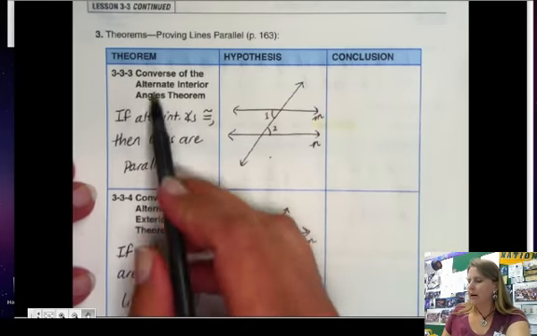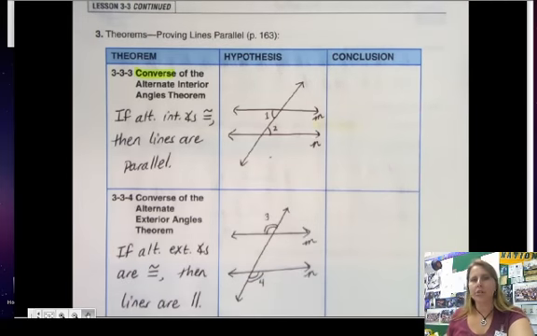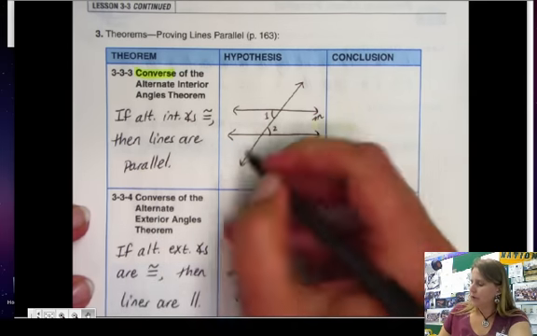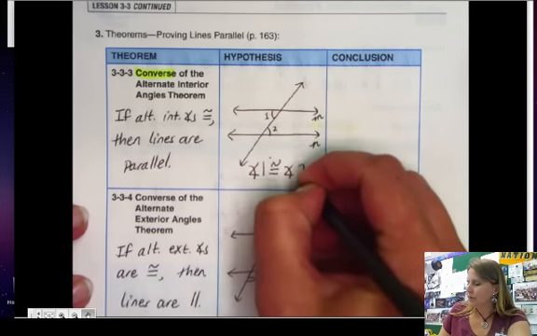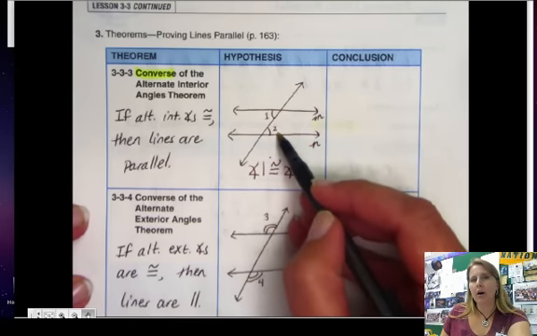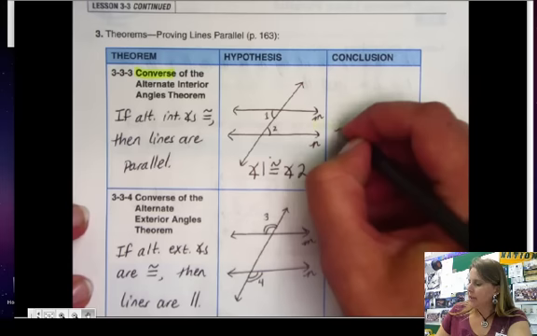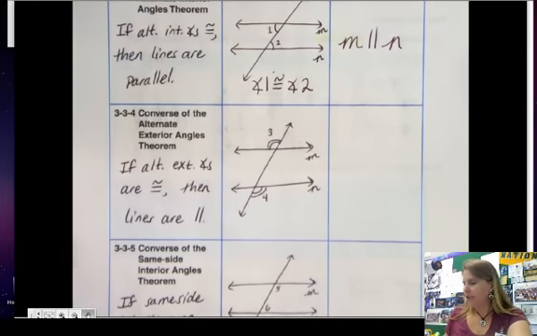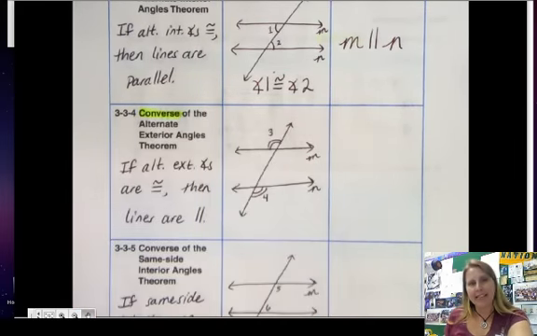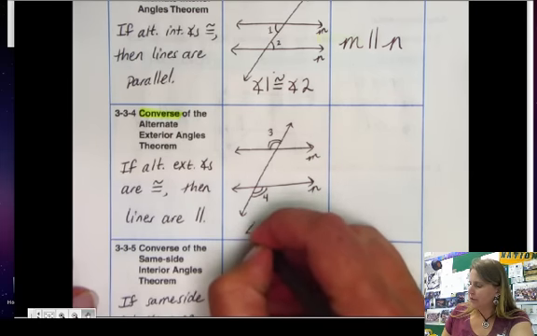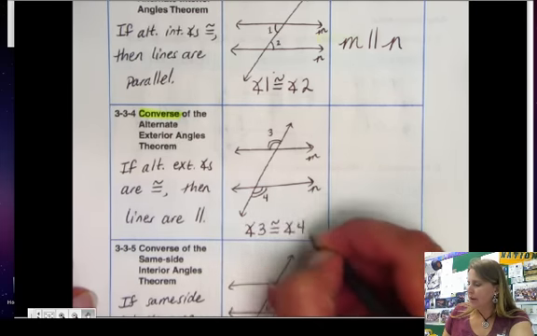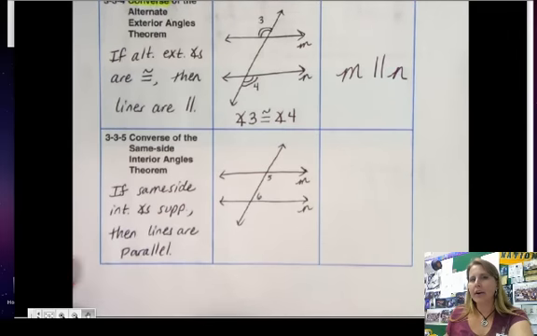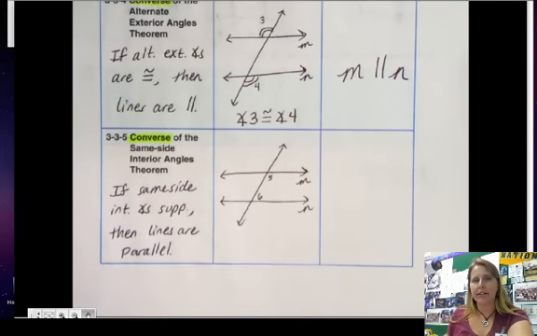And so this one is the converse of the alternate interior angle theorem. It says if alternate interior angles are congruent, then lines are parallel. So we are told that angle 1 is congruent to angle 2. Since angle 1 and angle 2 are alternate interior angles, we know that M is parallel to N. Next, the converse of the alternate exterior angles theorem. So if we're told that angle 3 is congruent to angle 4, then we know that M is parallel to N.